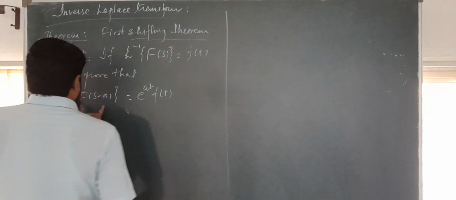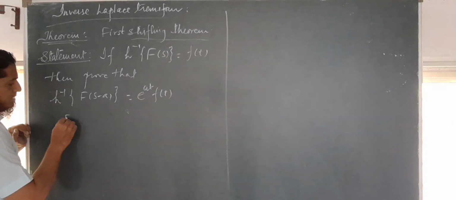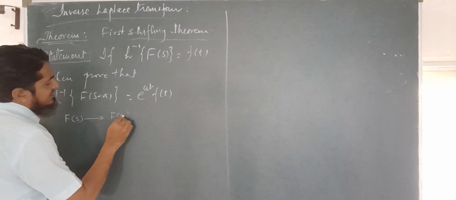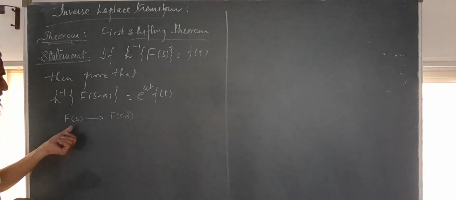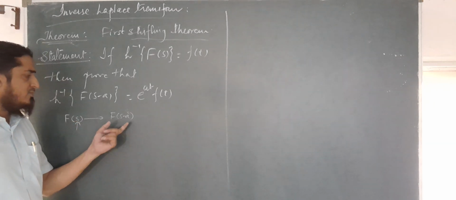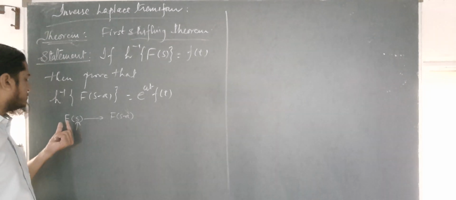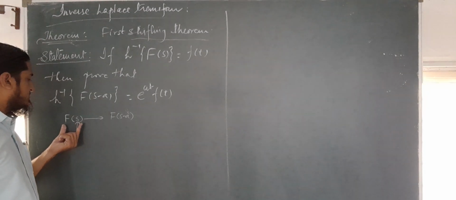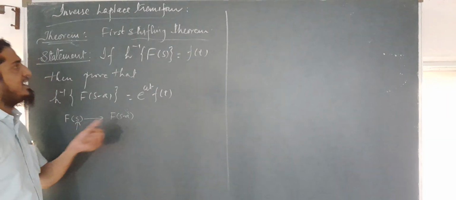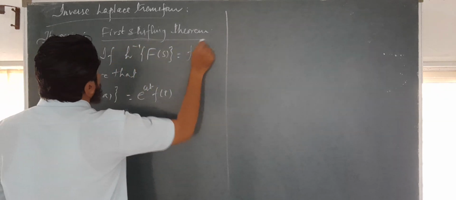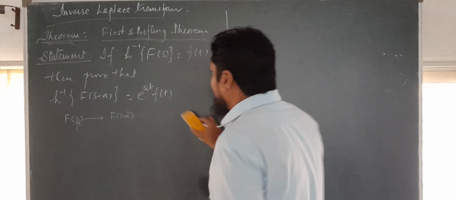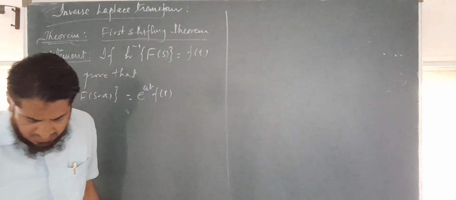We are shifting the function from f of s to f of s minus a. We are shifting the parameter from s to s minus a, where a may be positive or negative. Since we are shifting this parameter from s to s minus a, that's why we call it the first shifting theorem. Correct? Now, let's see how to prove this theorem.